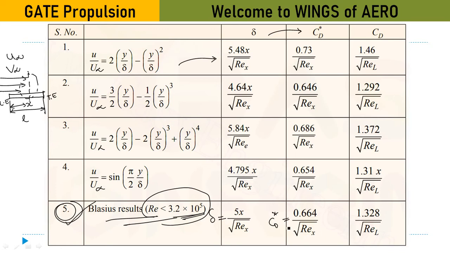Fine, so I hope you have noted. Next we will move to this. Now this is very important to note down, how this formula is going to vary from the laminar, or I can say the Blasius solution, to the Prandtl approximation.